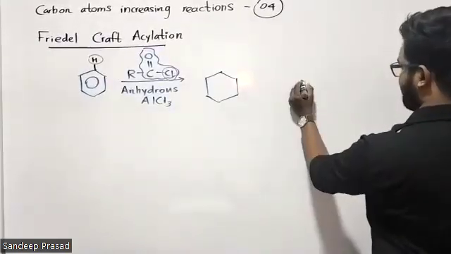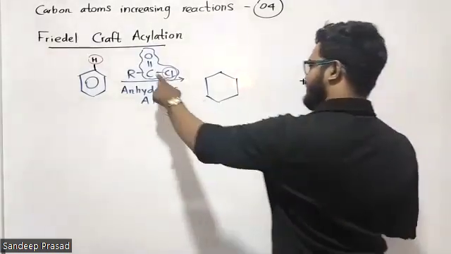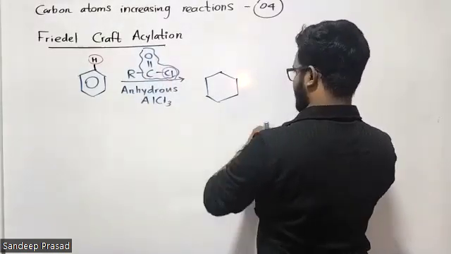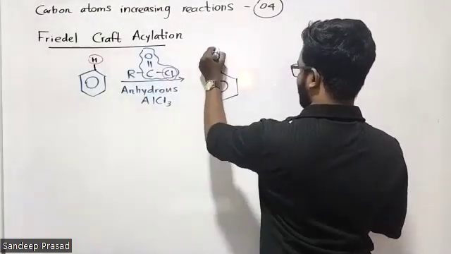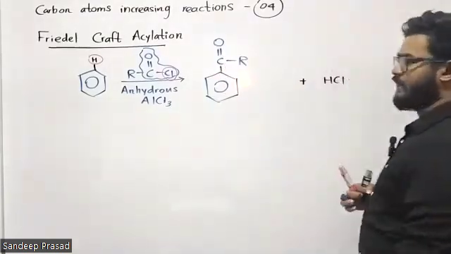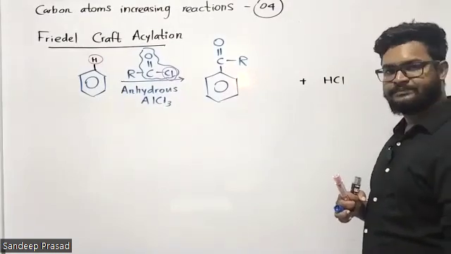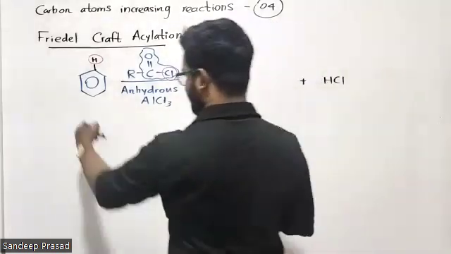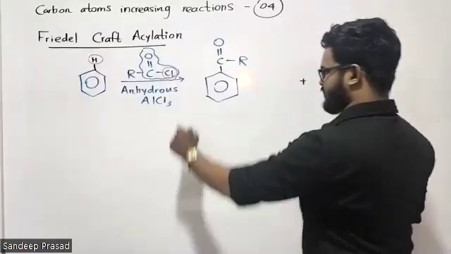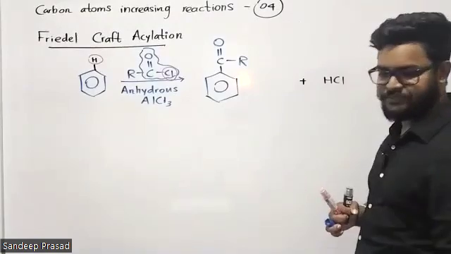So first of all, let me write down the byproduct of this, HCl. Then you can see that the group remaining is C double bond O, R. This C double bond O, R is connecting to the benzene ring in this way. So finally, we have obtained a ketone containing an aromatic benzene. We started from benzene and ended up with a ketone because of this carbonyl group. So this is known as Friedel-Crafts acylation, right?